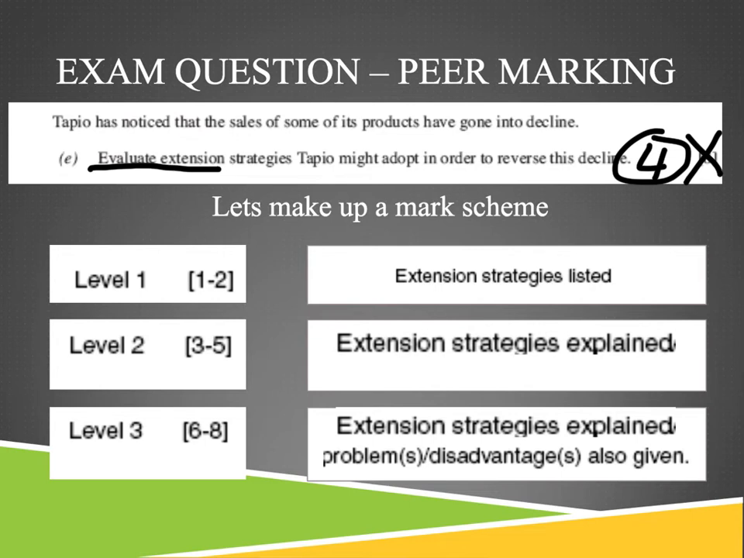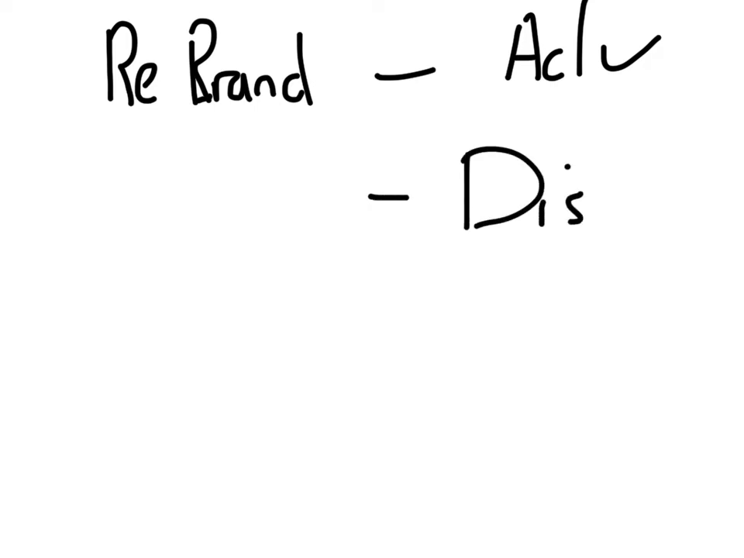Right, so let's go through some extension strategies. I'm going to do that on the next page. So this is how you should structure your answer. First of all, you could say an example of an extension strategy, like rebrand. As soon as you say one, you've got to say an advantage and also a disadvantage. So let's think about it.